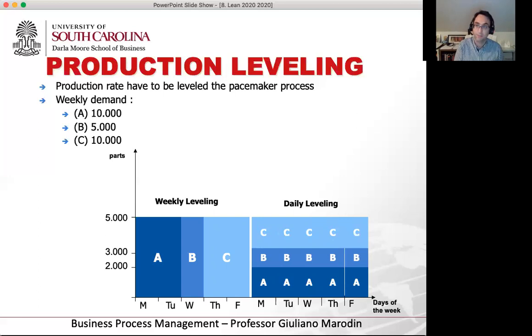If I'm producing a daily leveling, how much inventory of C do I need to have? Well, from 10,000 now, I need to have 2,000. So I only need to have a day of inventory because I'm producing every day, right? So every day I'm producing the amount that I need for the next day, right? So when I go from a monthly leveling to a weekly leveling, to a daily leveling, I'm reducing my inventory a lot if I use the supermarket. So production leveling works together with the supermarket, with the pull system, to reduce drastically the amount of inventory that I'm going to have. But I have to use both of them together, right?